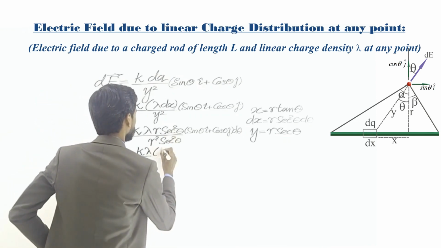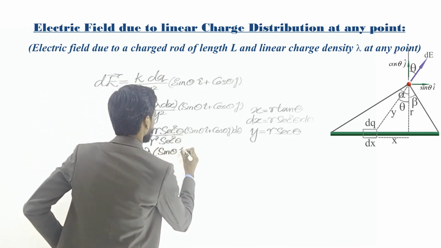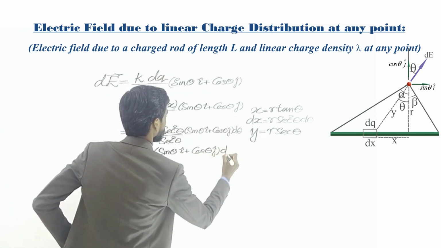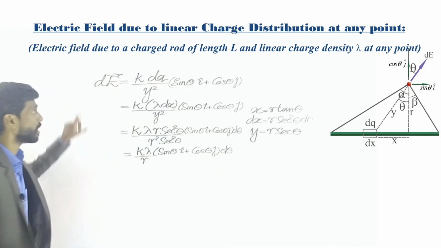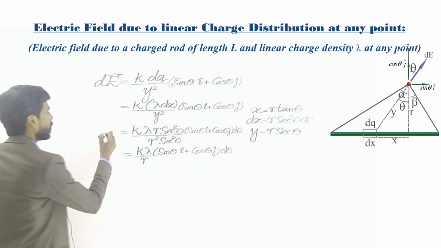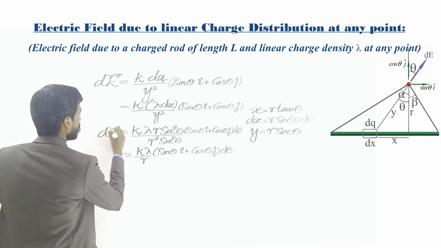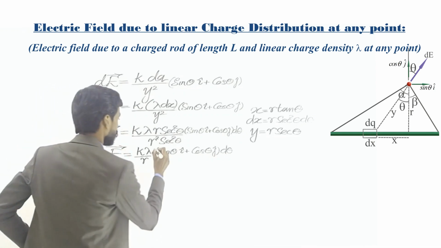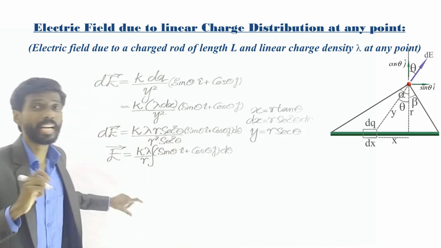So k lambda by r, sin theta i cap plus cos theta j cap d theta. So this is the value of dE vector. But we want E vector, right? So let us do the integration. This is E vector. But what is the limit of integration?